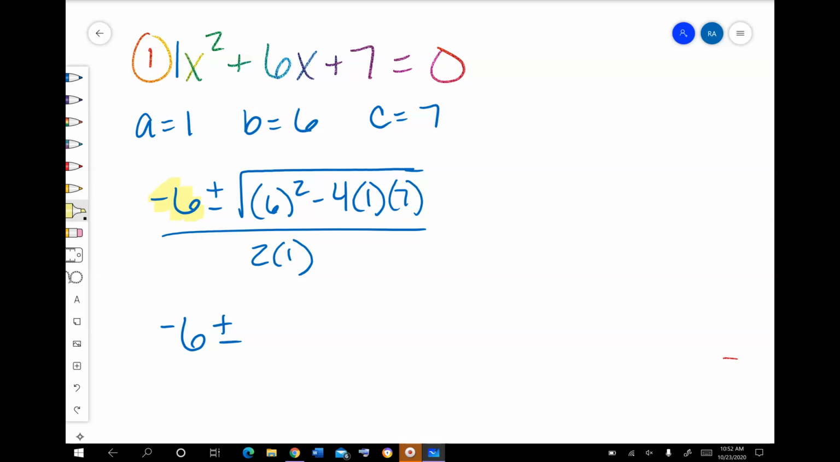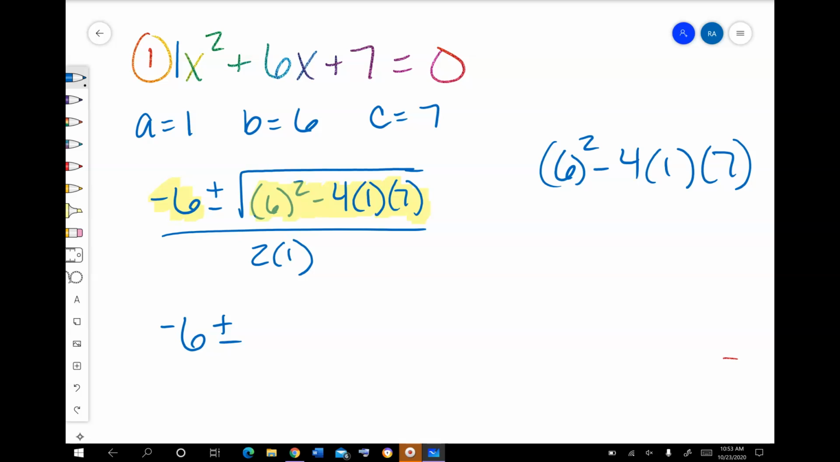Now, this is where people misunderstand what I say, so I'm going to try to make this clear. You simplify what's underneath the radical. This is the only thing you simplify. You leave the radical alone. So I need to figure out what 6 squared minus 4 times 1 times 7 is. We're going to type that into the calculator, just like that with no radical, no nothing, just what's underneath the radical.